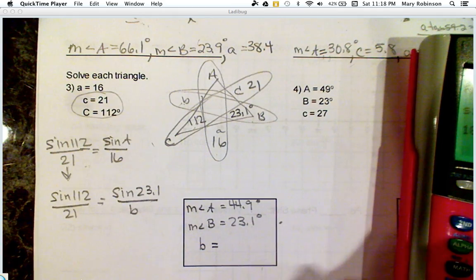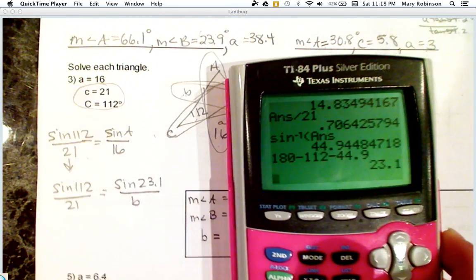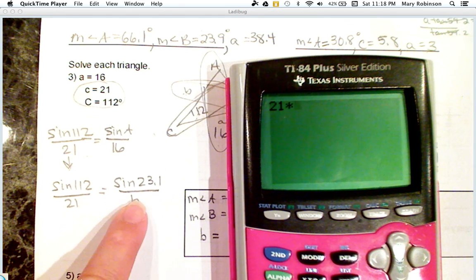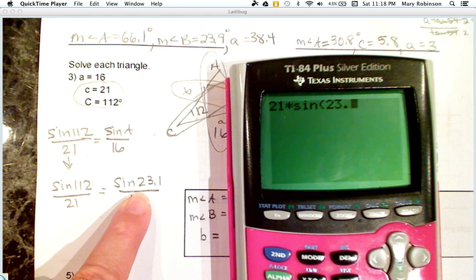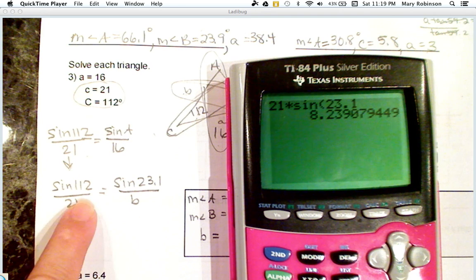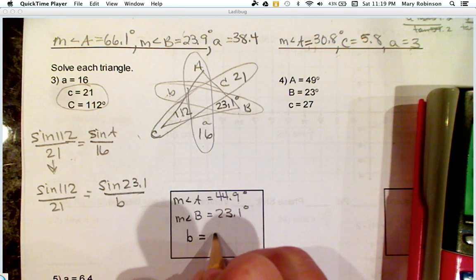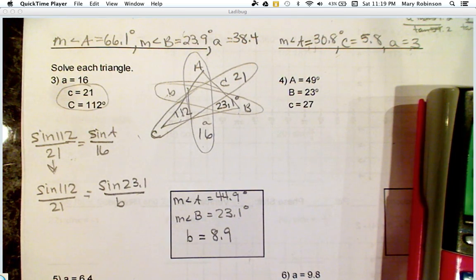Because I am not finding an angle, I do not have to use inverse sine. So this will be a simple multiply and divide. So 21 times the sine of 23.1, and then I divide by the sine of 112. And we get 8.9. And I've finished solving that triangle.